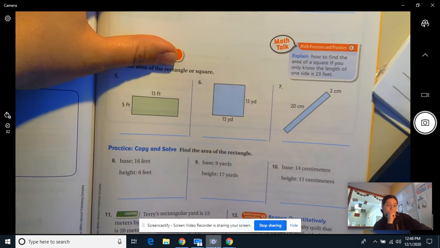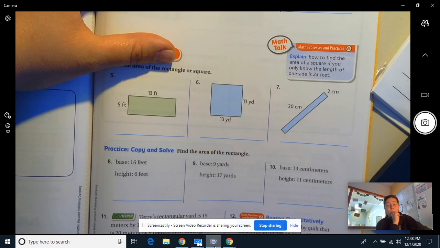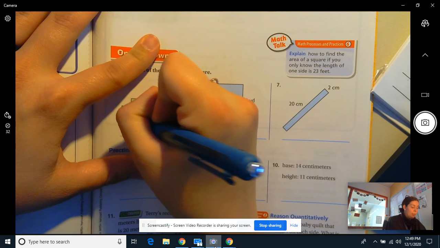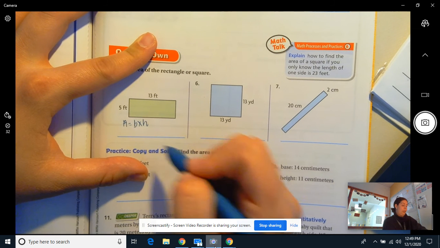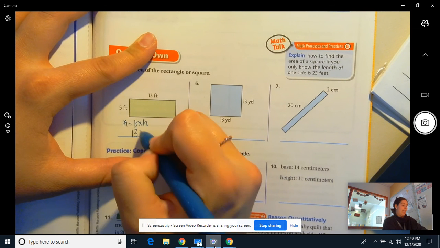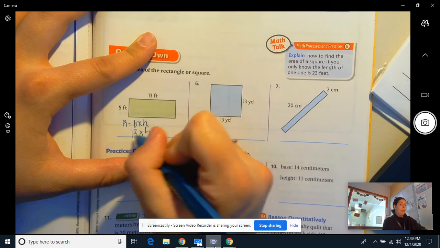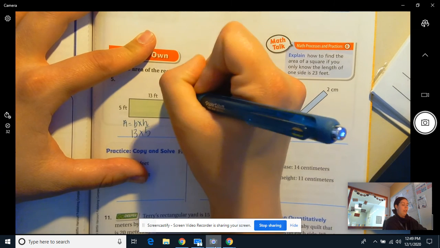So you do 13 times 5? Hold on. What do I write down first before I start multiplying? A equals B times H. Yes, A equals B times H. Which one is my B, 13 or 5? 13. Yep. What's my H? 5. Okay. I don't know this off the top of my head, so we got to do it to the side. Talk me through the multiplication.